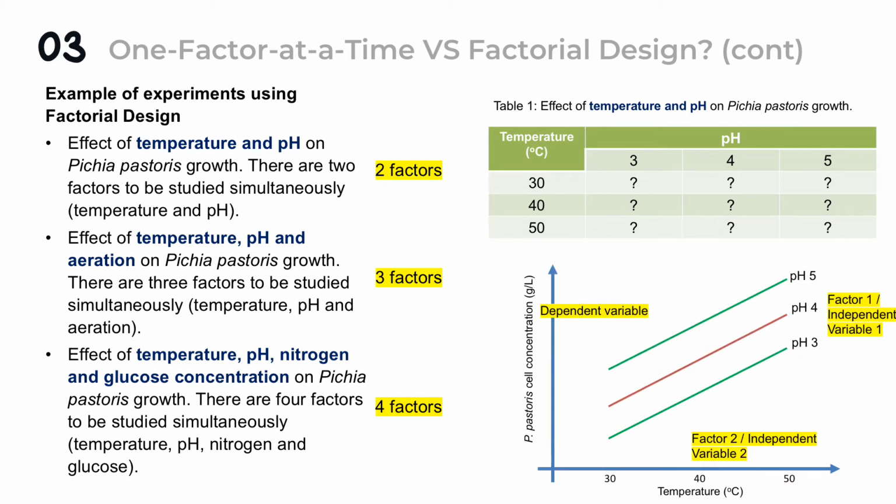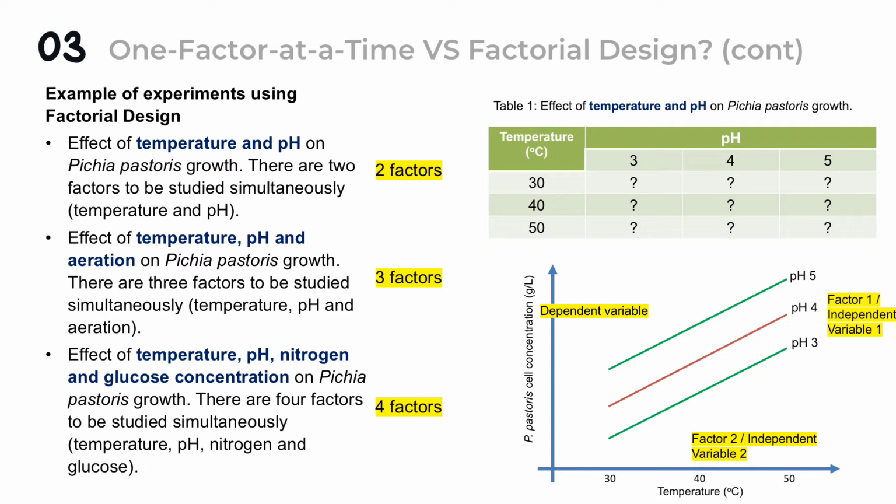This is how we present the data in terms of the graph. So we plot the y-axis as the response, that is the Pichia pastoris cell concentration in this case. For the x-axis, we can either choose temperature or pH, but in this case we choose temperature. But it's important for you to know that we can also plot pH as the x-axis. So let's say we choose temperature.